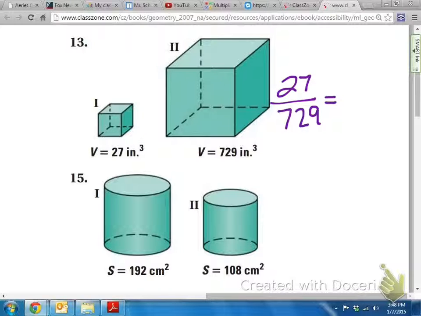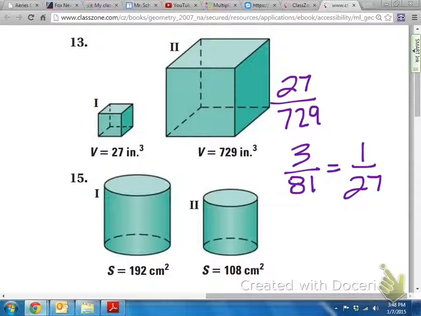Now, what we do is we're going to reduce this fraction to as small as we can. Okay? Let's see. I think 9 can go into both of those, so 9 goes into 27 3 times. For 729 and 9, let's make sure that works. 81. So 3 over 81. And I know 3 can go also into 81. So that would equal 1 over 27. So the ratio between the volumes, small over big, reduced down to 1 over 27.